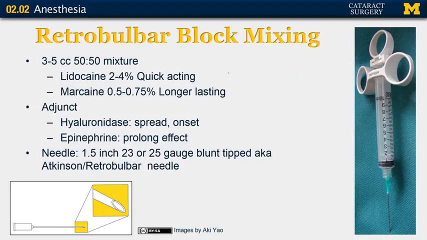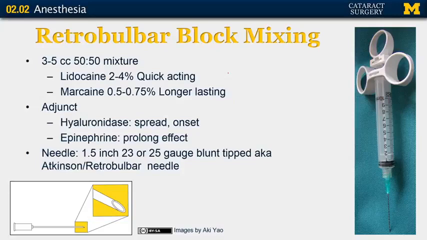it can extend to the brainstem, causing severe respiratory depression. To prepare the retrobulbar block, we generally use a 50-50 mixture of lidocaine, 2 to 4%, which is quick acting, and Marcaine, 0.5 to 0.75%, which is longer lasting. And you can draw up about 5 cc's of this. Occasionally, adjunctive medications are used, such as hyaluronidase, which promotes the spread and quickens the onset, or epinephrine, which is intended to prolong the effect.